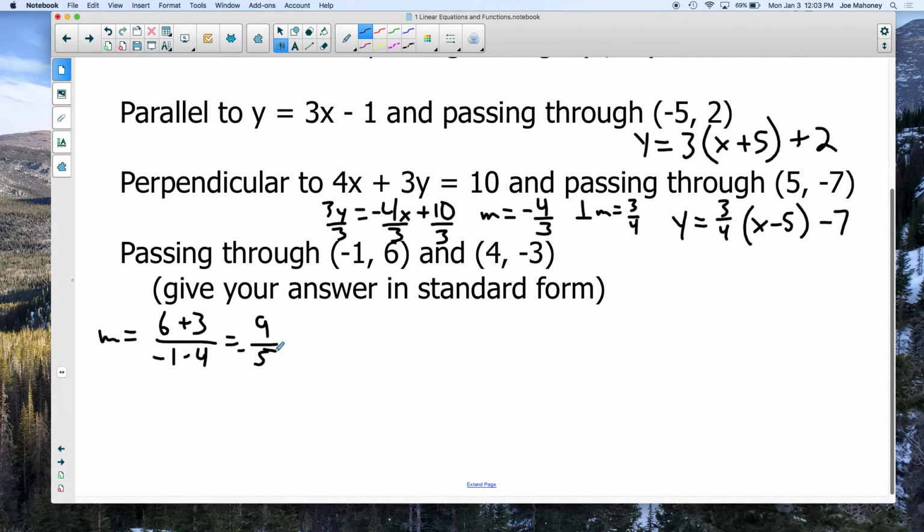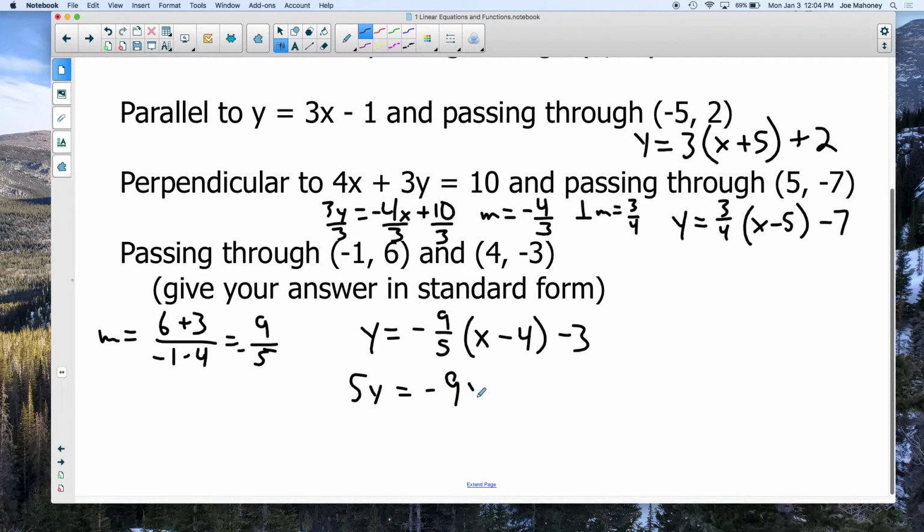And then if we write it using the point slope form, I'll write y equals negative 9/5 times x. Doesn't really matter which one we use. I'll use the second one, x minus 4 minus 3. Now, we want to put the answer in standard form, which means I want to get the x's and y's on the same side, which means I got to clear out the fraction, which means I got to multiply everything by 5. So this is going to give me 5y equals negative 9.